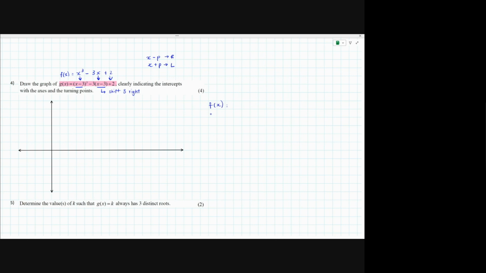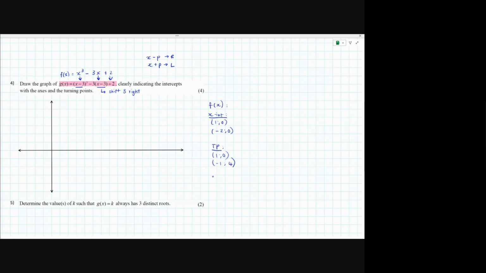So for f of x, I know that my x-intercepts were at (1, 0) as well as (-2, 0). I know that my turning points were at (1, 0) as well as (-1, 4). We've worked all of this out. If you're not too sure where I'm getting this information, this is all stuff we worked out earlier.